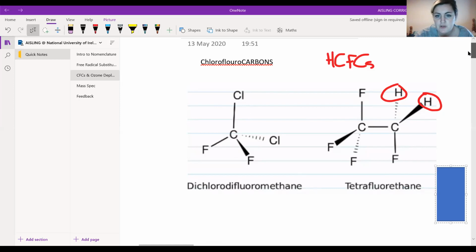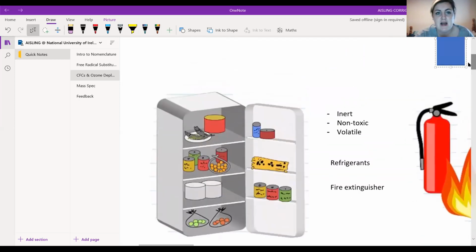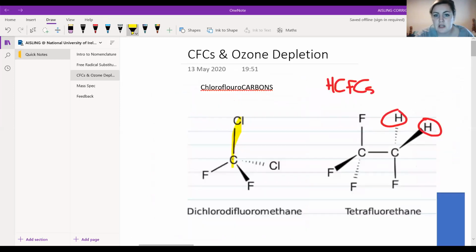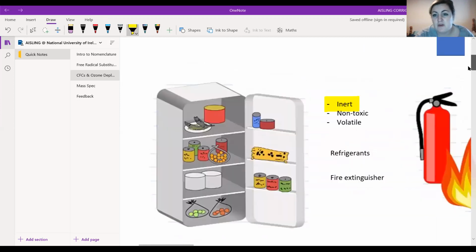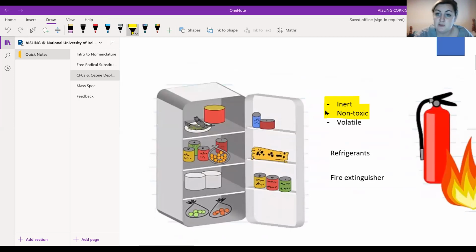So, CFCs sound great. What's the problem? Well, back in the day anyway, when they weren't seen as a problem, they were very, very inert, so they weren't reactive. And why? If you look here, the bonds between the carbon and the halogen are very, very stable, so they were very unreactive. As well as that, they were also non-toxic. That's always a plus. And they were also quite volatile. So CFCs are gases at room temperature anyway.